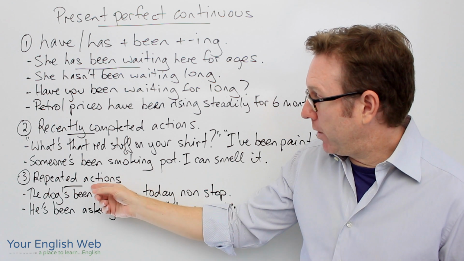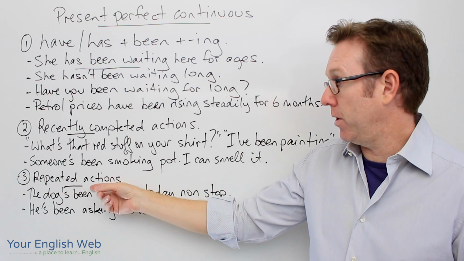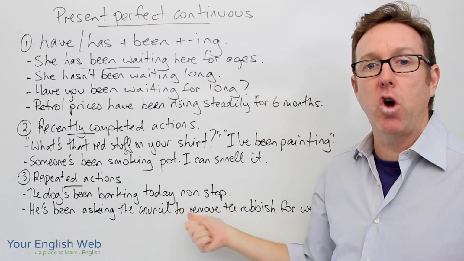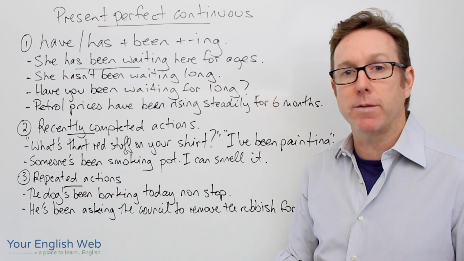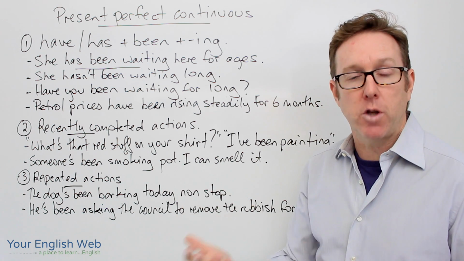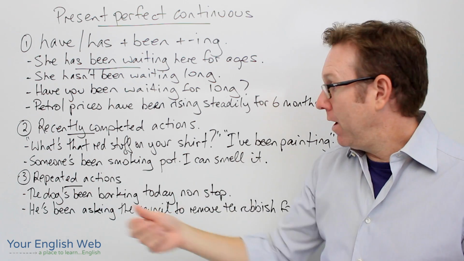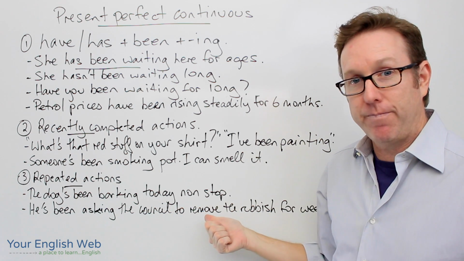And the third example here is with repeated actions, okay? Example: the dog's been barking today non-stop. So the dog starts barking, woof, woof, woof, stops for a little while, woof, woof, woof again, stops, woof, woof, woof. The dog's been barking today non-stop.